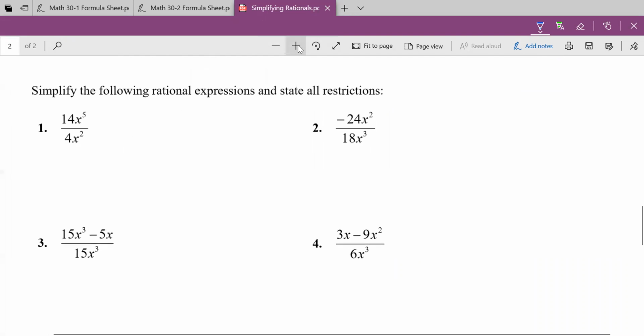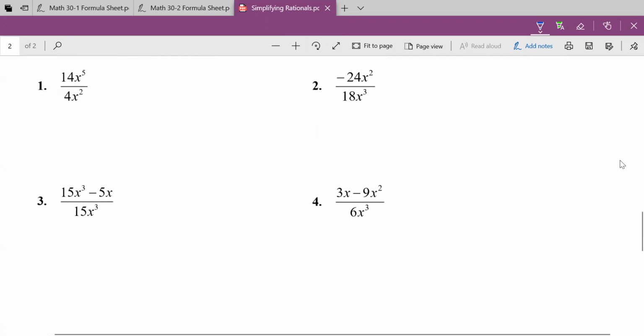The first couple look very much like something we would have seen in grade 10. So when I'm looking at these ones, it's a monomial over a monomial. So really all I'm going to say is I'm going to simplify the 14 over the 4. Well, 2 is a factor of both of those, so I'm going to divide those both by 2. And then x to the power 5 divided by x to the power 2, well, we subtract the exponents.